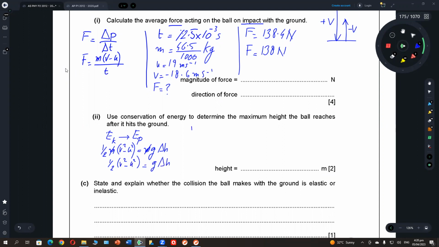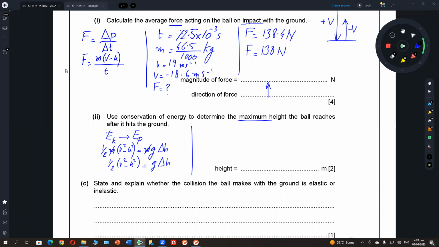So the direction of the force in the up question above, will it be down? Sorry, I missed it. You're right, upward, because the ball is rebounding. When something is rebounding, it's going upward. What would be the direction of the force? Upwards. Yes.